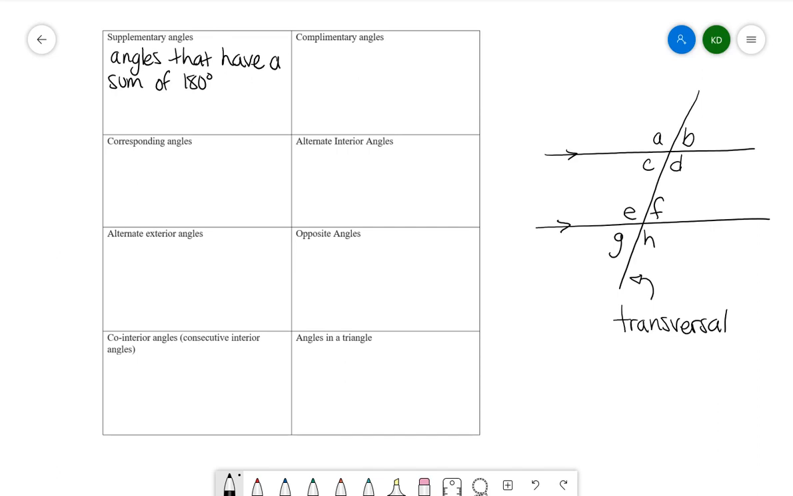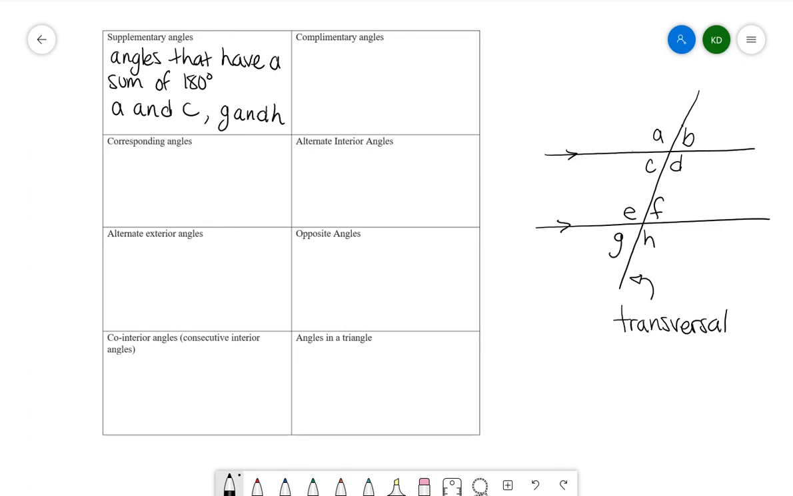An example of this from my diagram here on the right would be A and C. A plus C would have to add up to 180 degrees because those two angles create a straight line. A different example would be G and H. G plus H would give me a sum of 180.